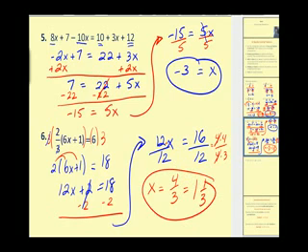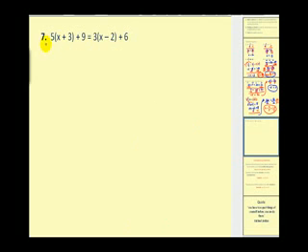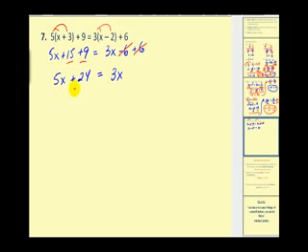Let's go ahead and take a look at one more. First thing we notice, there's no decimals or fractions, so the next step will be to clear the parentheses by distributing. Next step is we'll combine our like terms. Again, we have x terms on both sides, so we need to get the x terms on one side. So we either need to subtract 5x on both sides or subtract 3x on both sides. I will go ahead and subtract 5x on both sides.